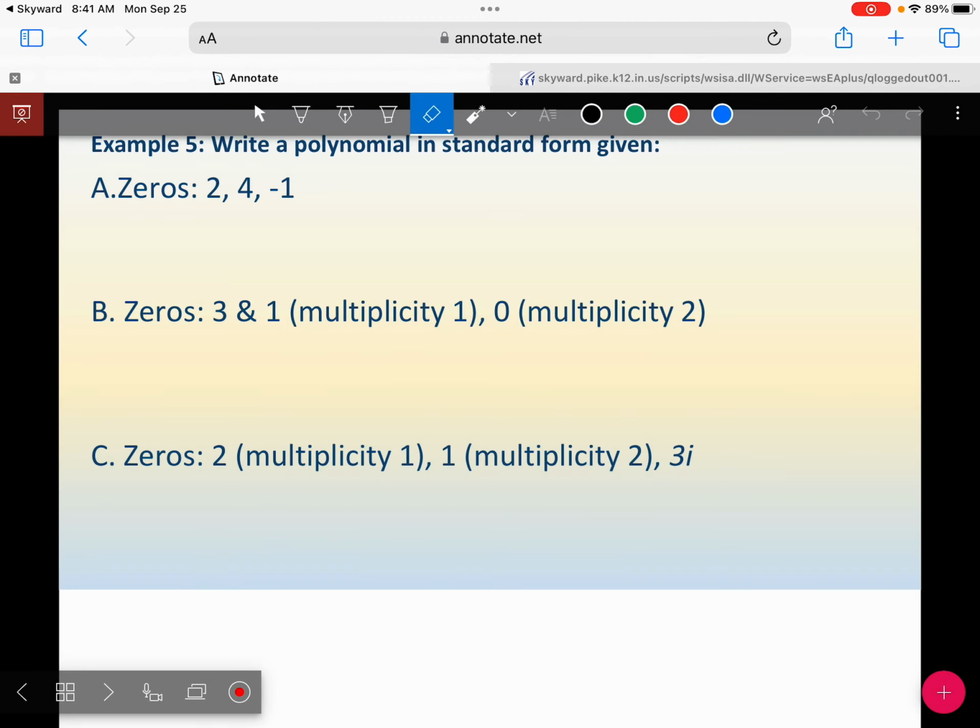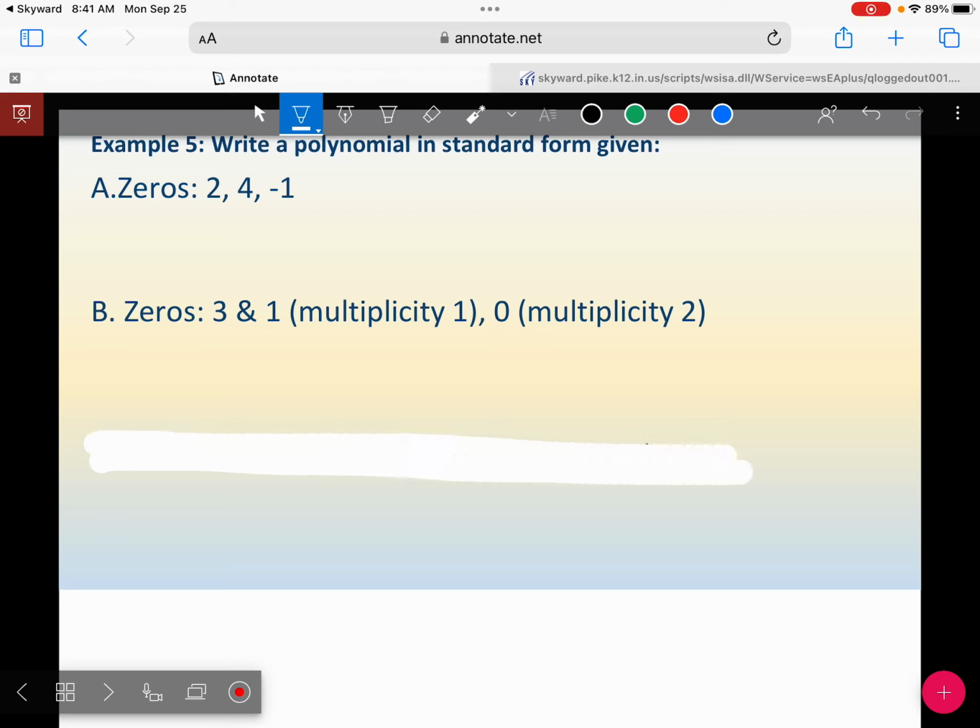All right, so we'll do B next. And now we're adding the multiplicity in there, which simply means exponents. And then tomorrow we'll talk about what if one of your zeros is imaginary. What does that look like? So go ahead and copy this one down. We have 3 zeros. So 3 factors.